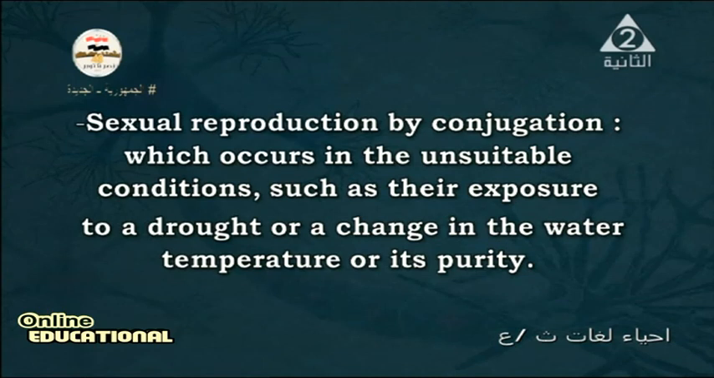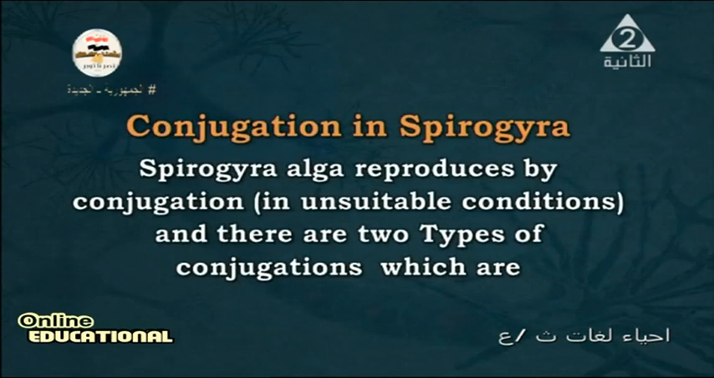What are the unsuitable conditions? Unsuitable conditions like exposure to drought. Drought means dryness, or a change in the water temperature, or a change in the pH of the environment. Conjugation in Spirogyra. We will take Spirogyra. Algae is an example for conjugation. Spirogyra algae reproduce by conjugation in unsuitable conditions.